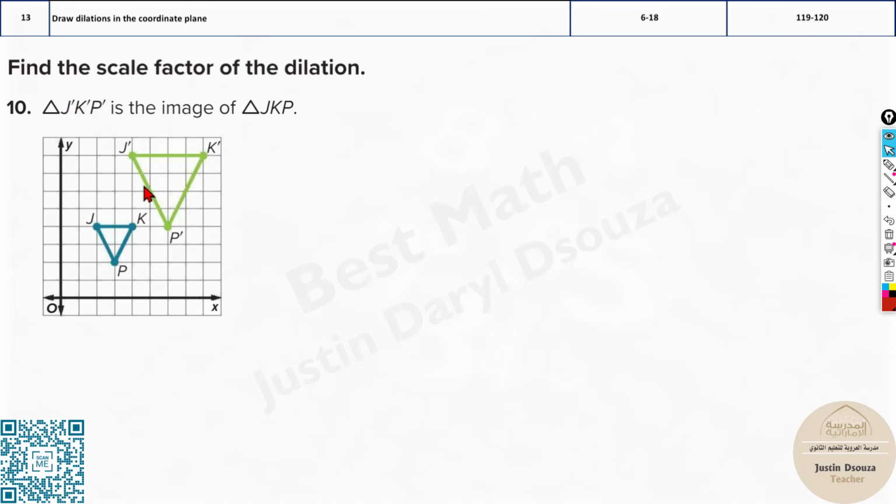You can see this is the one. It's the enlarged image of JKP. That's the original image. We need to find the scale factor. Scale factor k is always given as dilated divided by original. Now, you just count any one side, the easiest side. 1, 2, 3, 4. That's the side, right? 4. And what is it over here? 2. So dilated is 4 by 2. That is 2. The scale factor is 2. So you can see here, each side is multiplied by 2 and the new sides are formed.